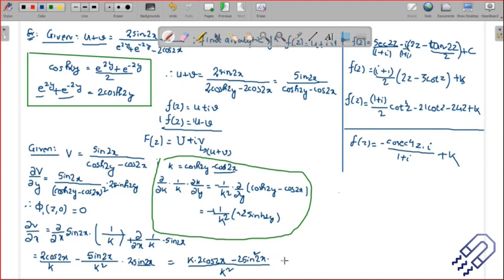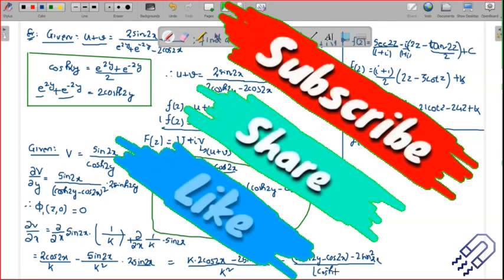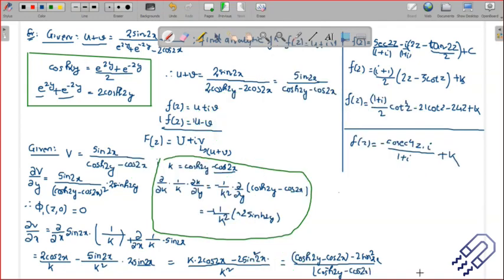So if we just now expand it, that means the final expression should be this. What is my k? K is cos hyperbolic 2y minus cos of 2x, minus 2 sine square 2x divided by cos hyperbolic 2y minus cos 2x. So you should get this.